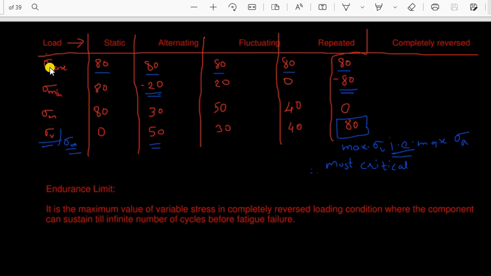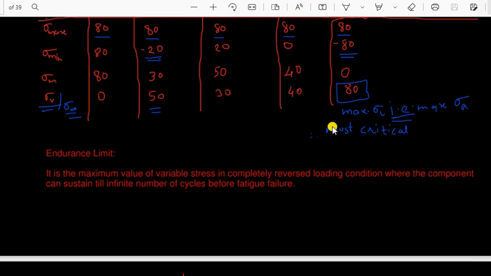Here you can see that in all the cases the maximum stress value is, let us say, 80 megapascal, and you can find the variable stress is different for different loading conditions, and it is maximum for the completely reverse loading condition, and in all the other cases it is lesser than 80.